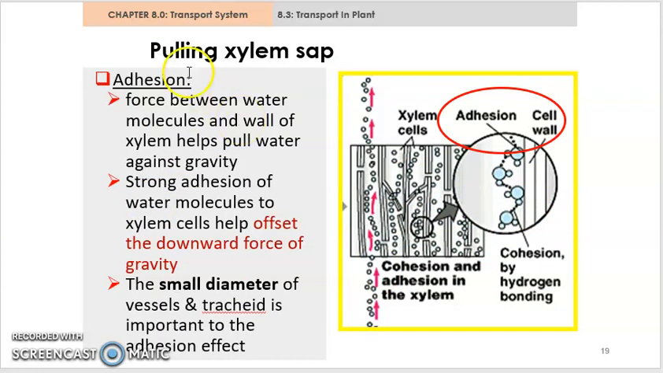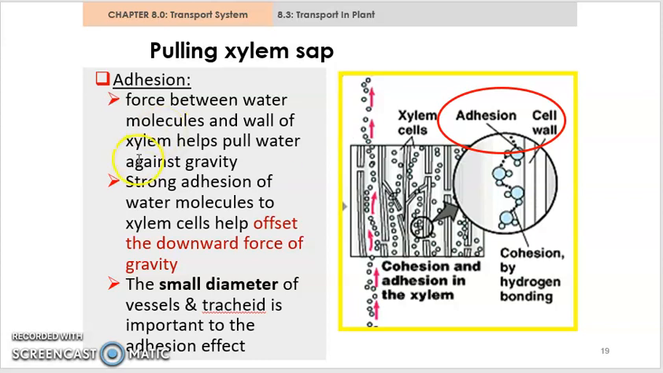So adhesion, it is a force between water molecules and the wall of xylem. So kalau in between water and water due to hydrogen bond, this one kita panggil sebagai cohesion. Tapi kalau untuk adhesion, it is a force between water and also the wall of xylem, which helps pull water against gravity. So bila adanya adhesion forces, that force will cause water to be pulled upwards against its gravity. Okay, dia akan menentang graviti lah sebab dia nak bergerak daripada bawah ke atas.